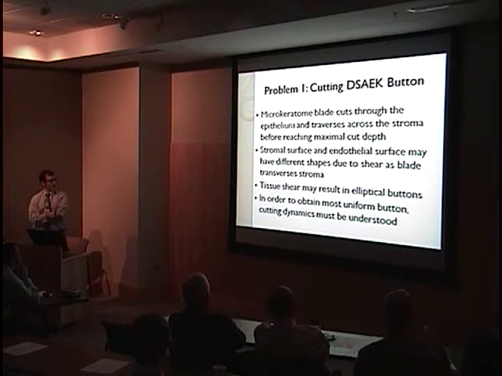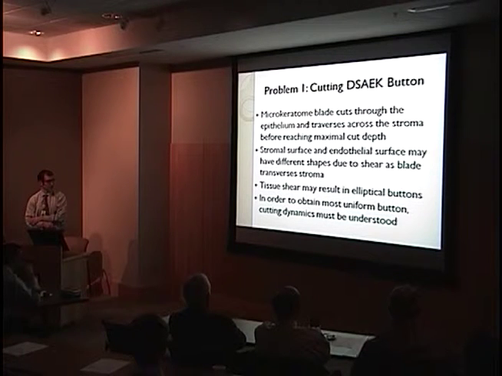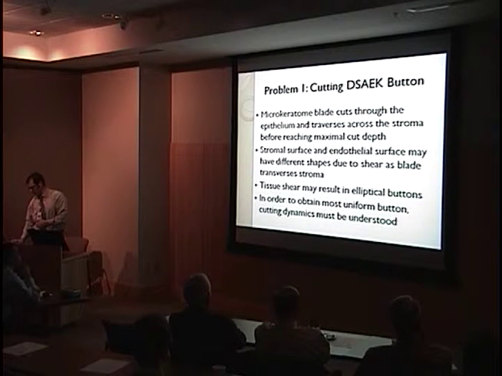So the blade cuts through the epithelium, transverses across the stroma for a portion of the depth before reaching its maximal cut depth and presumably making a relatively straight cut across the stroma. As you can see from the pictures I showed you previously, which are data from this, the cut shapes may be different at the stromal level than they were at the epithelial level. And also, shearing of the tissue as the blade goes through may result in elliptical rather than circular buttons. And so I modeled these.